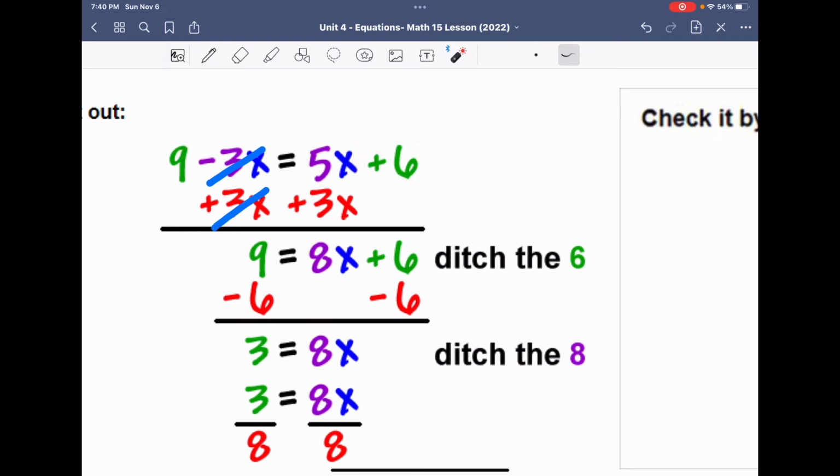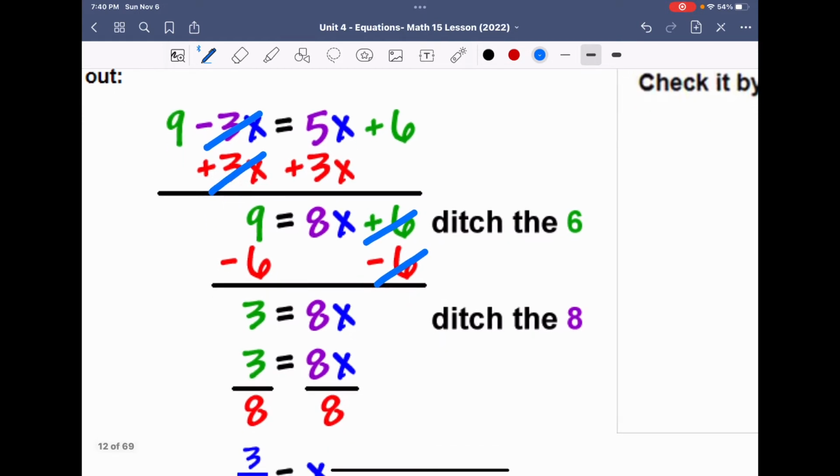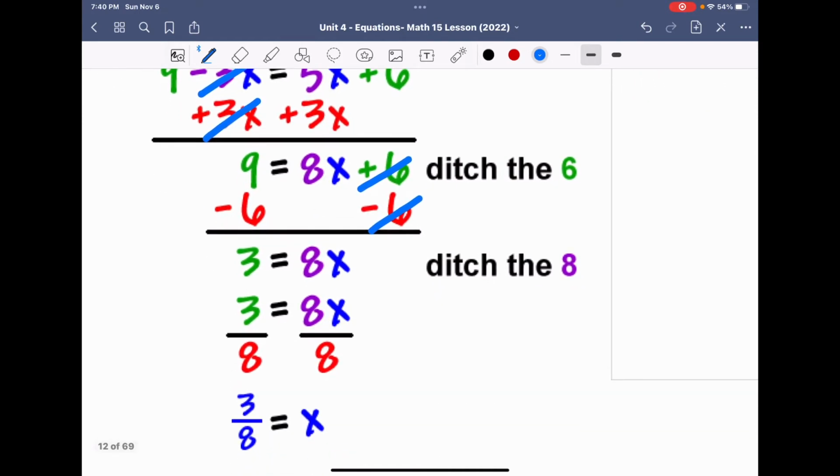Well, how do I do that? I subtract from both sides. And so the negative 6 and the positive 6 eliminate on the right-hand side, aka we ditch the 6 here, and then we have 9 minus 6 on the left-hand side, and this becomes 3. Now, 8x is 8 times x. So the opposite of multiplying is to divide by the 8 on both sides.